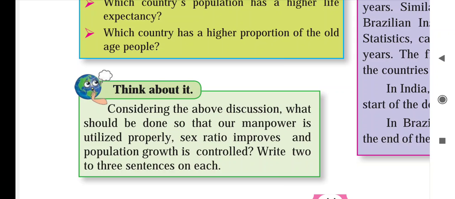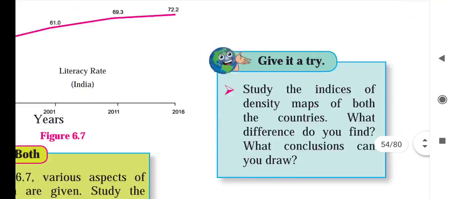Next is the sex ratio improve, meaning per thousand males, the number of females. How to increase it, what should be done? On this topic also you have to write 2 to 3 lines. And population growth rate is controlled. How to control population growth rate, what policy should be followed, that you have to write. Okay, next is given.